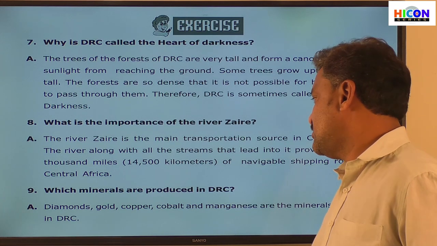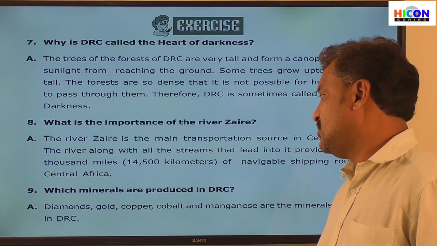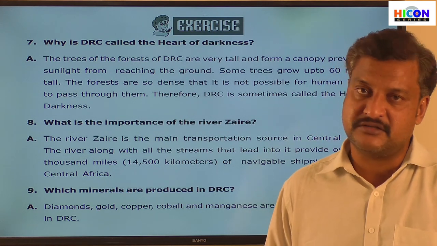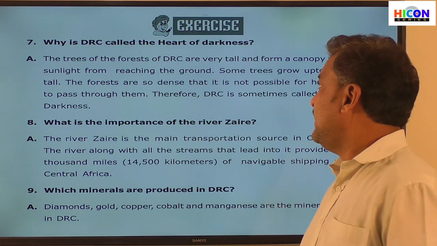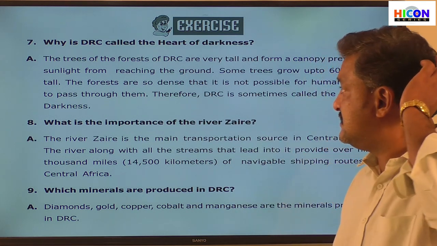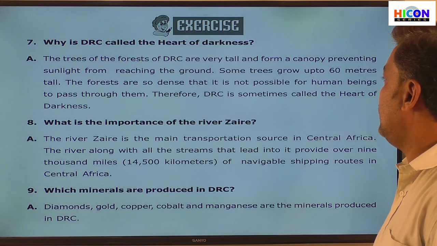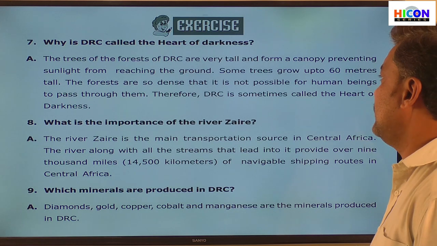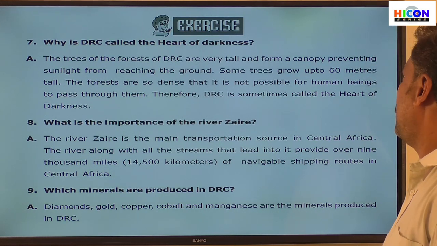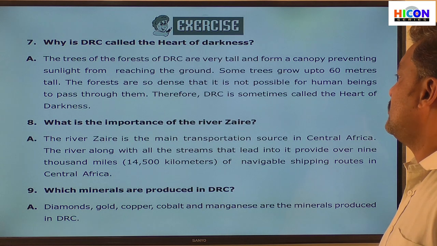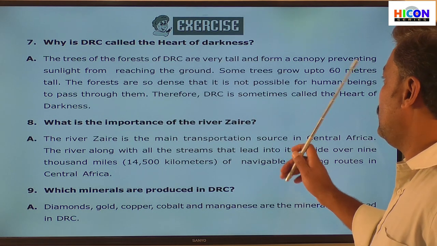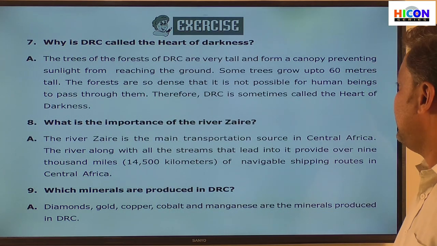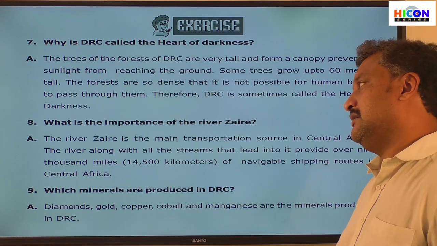Which minerals are produced in the DRC? Diamonds, gold, copper, cobalt, and manganese are the minerals produced in DRC. Right? So, why is DRC called the heart of darkness? The trees of the forest of DRC are very tall and form a canopy preventing sunlight from reaching the ground. Some trees grow up to 60 meters tall. The forests are also so dense that it is not possible for the human beings to pass through them. Therefore, DRC is sometimes called as the heart of darkness.